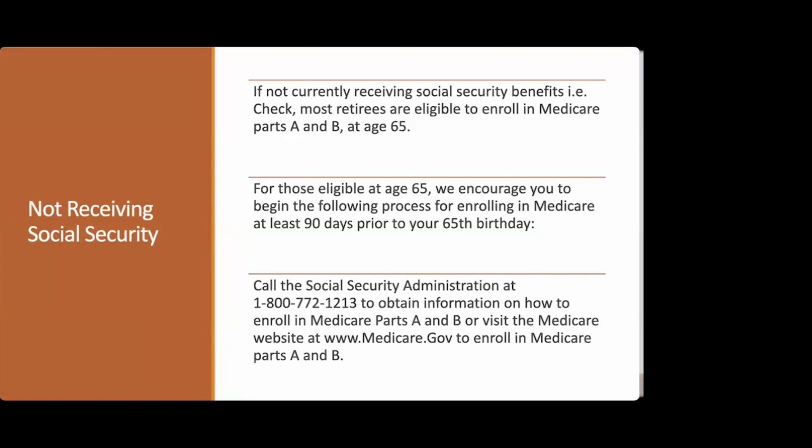And on the website, you can enroll in parts A and B and finish that process and get everything taken care of there. So those are the steps to take if you're not receiving Social Security. Even if you are, it's still a good idea to follow up and do that piece just to make sure that you're on the right track.